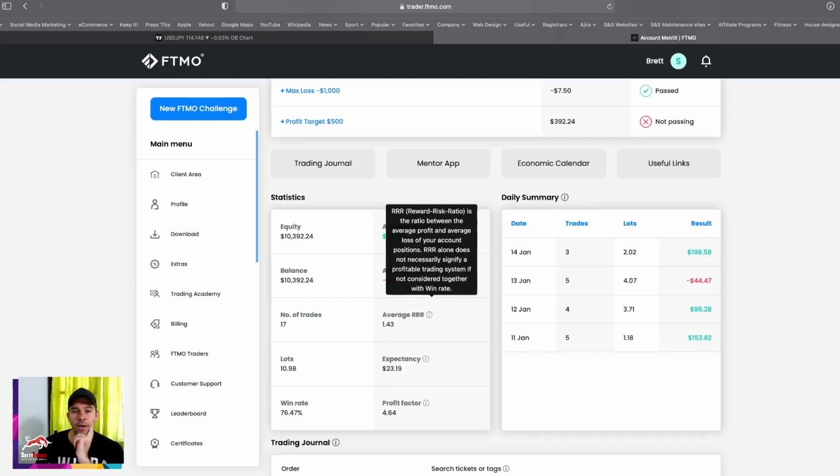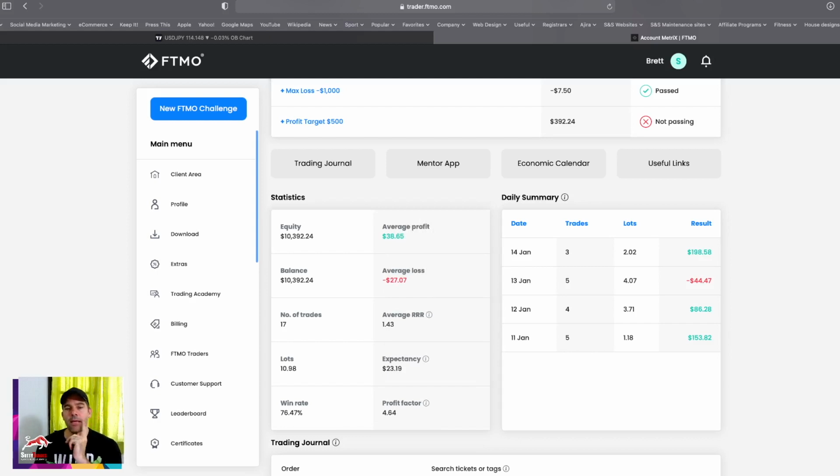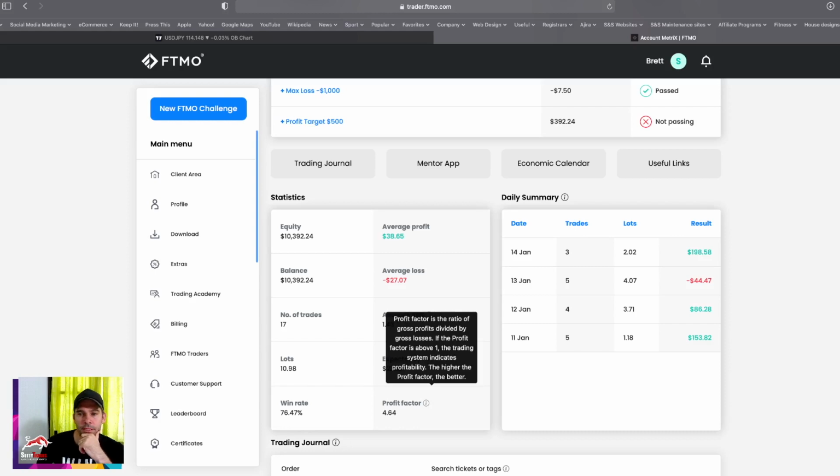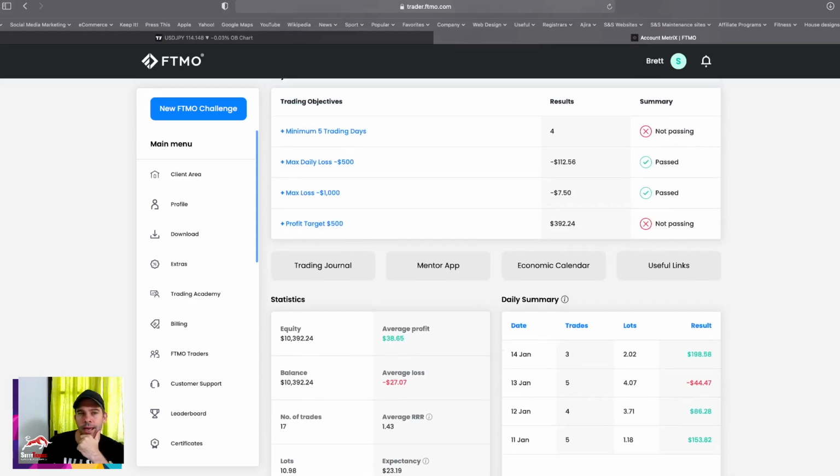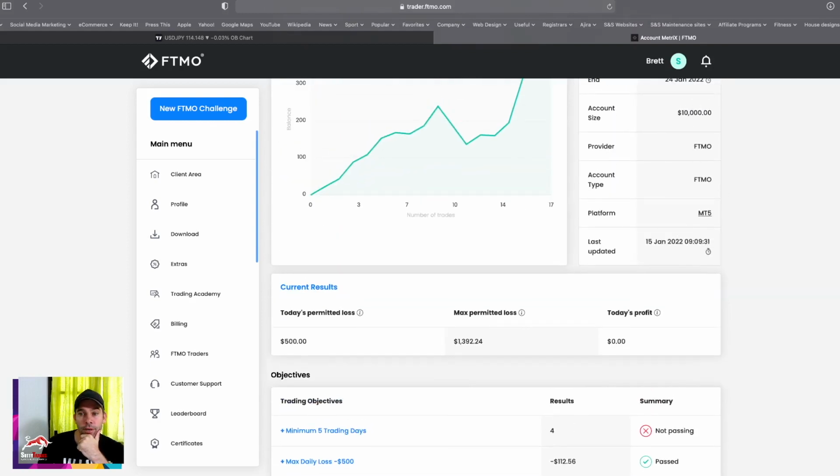76.47%. The average RR is 1.43. I think it's lower than it should be just because I always close 50% at 1-to-1. So that does affect my RR. Where my targets are and when I'm eventually hitting them, I think the RR would probably be nearer 1-to-3, to be honest. But my profit factor is very good, 4.6. So overall, looking really good, guys. Really, really happy with the progress on this account.